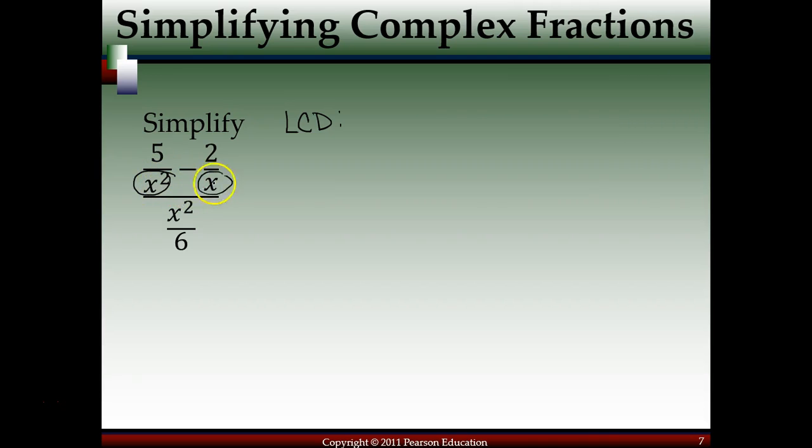We always pick the highest multiple there, I guess is how you can put it. So x squared, we're not going to multiply by x. I'm going to list that as one of our factors in our LCD. And then we have this 6, which is not in either one of these factors. So 6 times x squared, that's our LCD. Now multiply both numerator and denominator by your LCD. I'm going to come over here and say multiply by 6x squared.